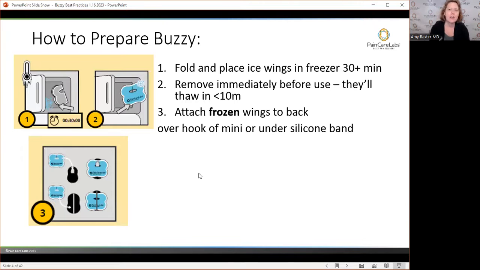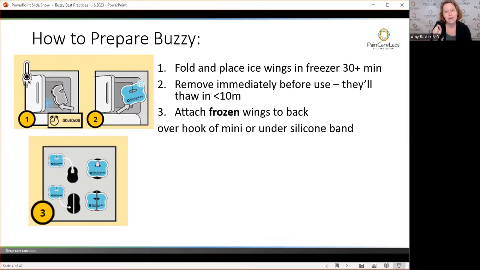To prepare Buzzy, you want to fold and place the ice wings in a freezer 30 minutes before the procedure is needed. The reason for folding is to make it fit easily under the strap or to conform to the arm once it's been done. You want to remove these immediately before use. The ice wings have a calculated thermal energy that cannot cause frostbite even in infants. Because of that, it will also melt quickly, so you want to have it ready to do right before the procedure.